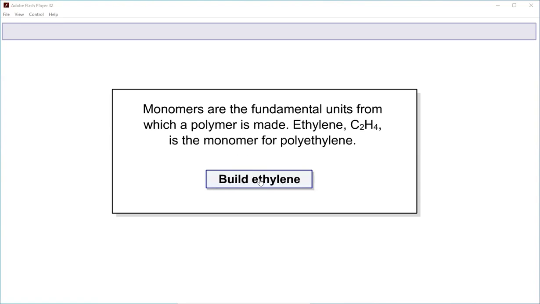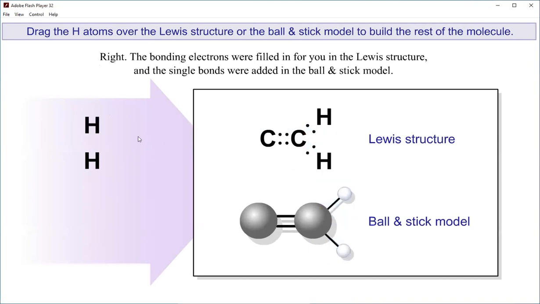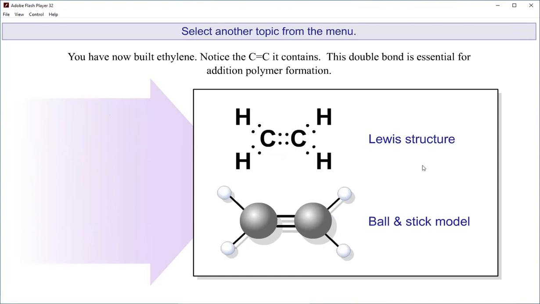Okay, so let's take a look at the reaction when you have the monomer. The ethylene monomer is 2 carbons, but it also has 4 hydrogens. So let's add those 4 hydrogens. Here's 1, 2, 3, 4. So here's the Lewis structure of the ethylene monomer.